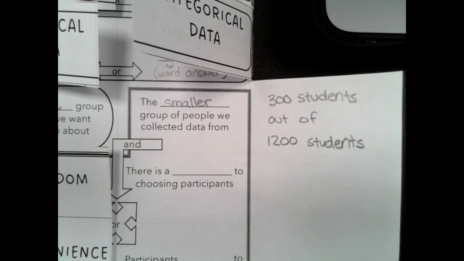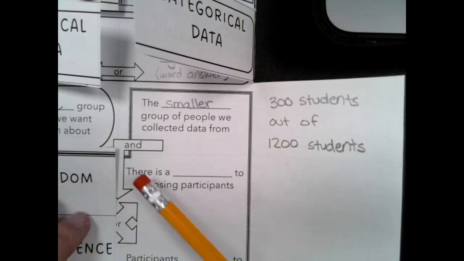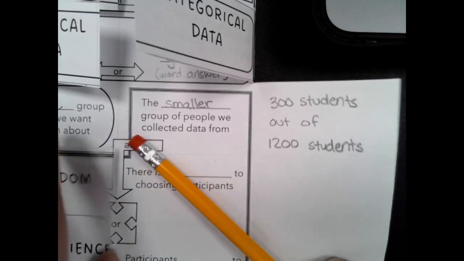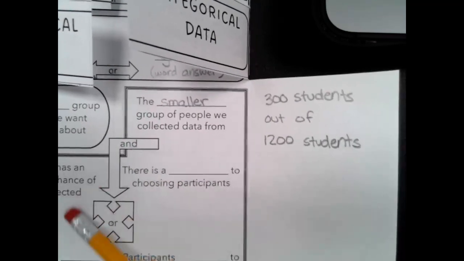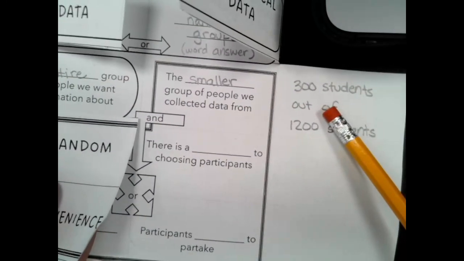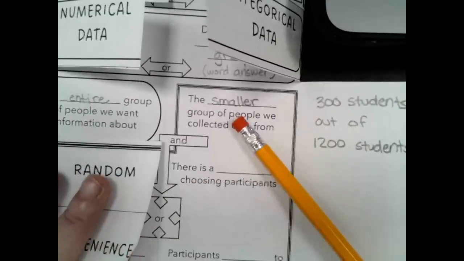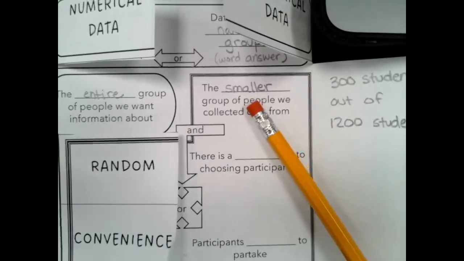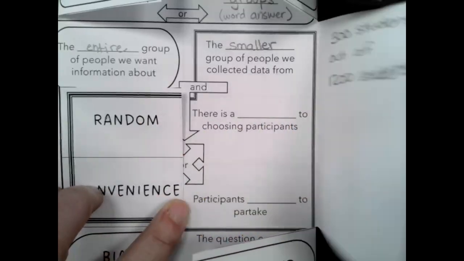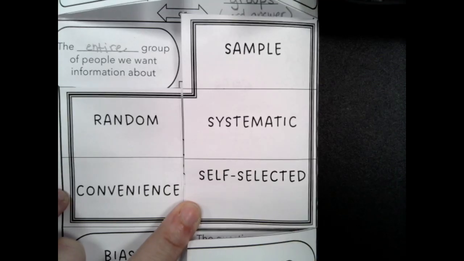All right, so then we should be able to identify what the smaller population is and then what type it is. So this is where it says there's this big or. There's 4 different types. Once we decide who the population is, who did we actually ask or take data from, and then based on how we got that data, it's going to be one of these 4. Okay, random, systematic, convenience, or self-selected.